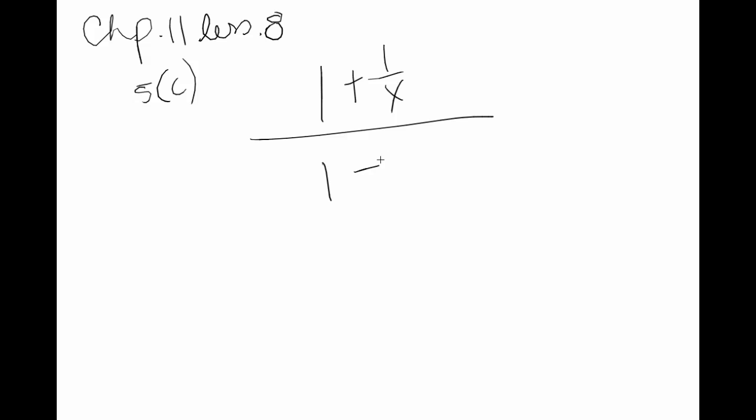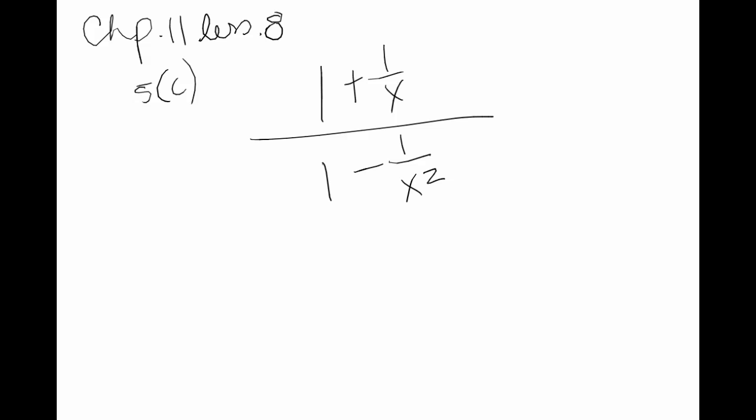Okay, in chapter 11, lesson 8, this lesson is all about dividing math sentences with fractions in them, and letter C on this problem is no different. It has 1 plus 1 over x, and then you're going to divide that whole thing by 1 minus 1 over x squared. And at first glance, it looks like there's not much we can do here, right?